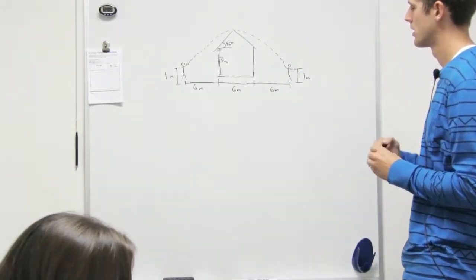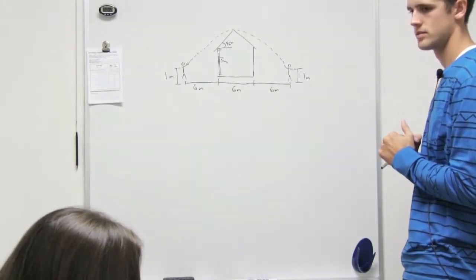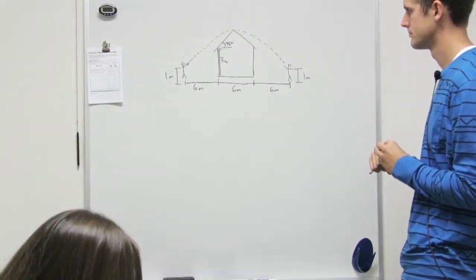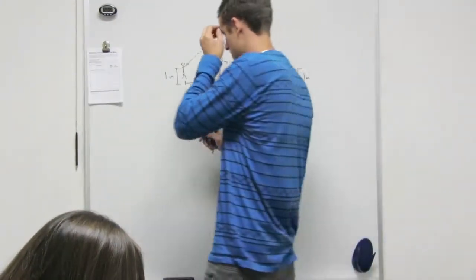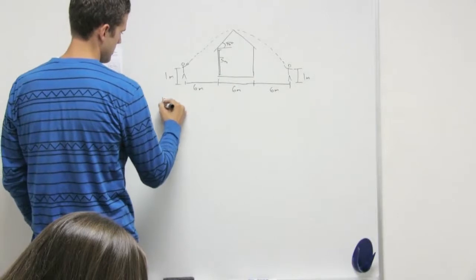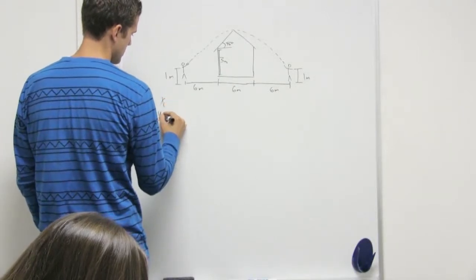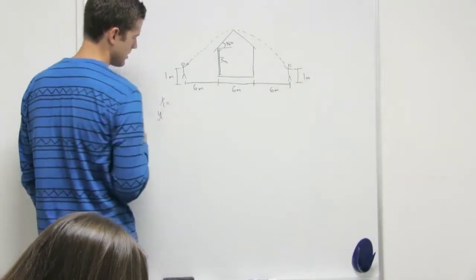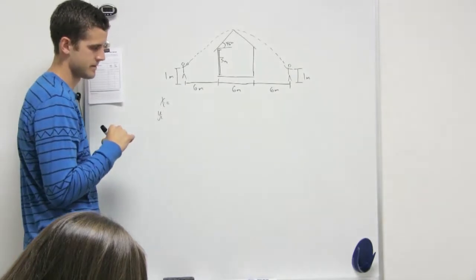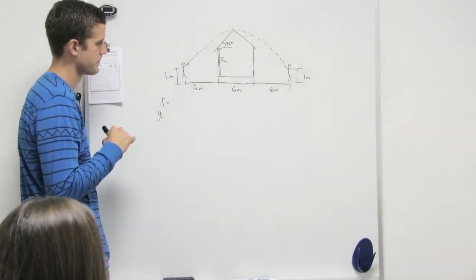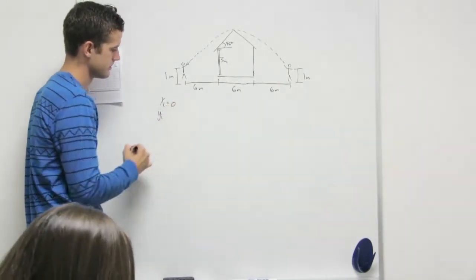Okay, so let's label what we know. X initial and Y initial. X initial is 0, and Y is 1.